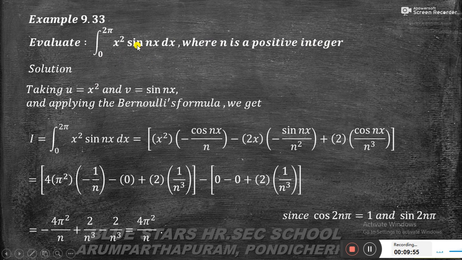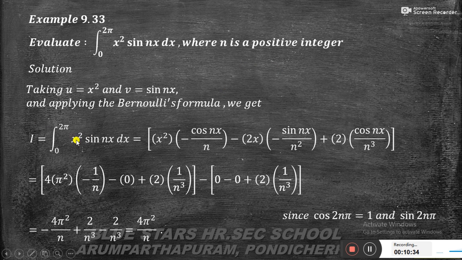So you see, now I take here two functions: one is x square, another function is sin nx. So here I will apply the Bernoulli formula. Whenever you choose u equal to x terms, so u equals x square, v equals sin nx. Now applying the Bernoulli formula: we know that the integral from 0 to 2π of u v dx equals, the formula is u v1 minus u dash v2 plus u double dash v3 minus u triple dash v4, and it goes on.